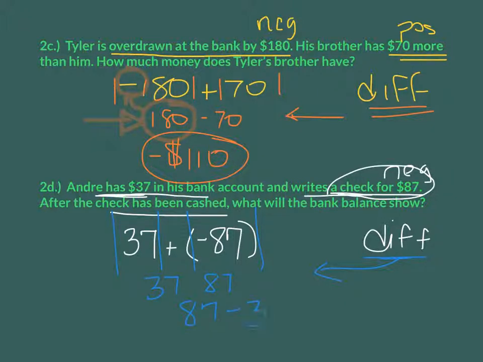87 minus 37. Well, 87 and 37 have the same final digit, that's 7. So that means I can just know that it would be increasing or decreasing by 10. So 80 minus 30 would be 50. Again, 7 minus 7 indicates that we're going by tens. So it's 50. The only other thing I need to know is what the sign is. Again, that sign is of the larger absolute value, which in this case is negative. So my final answer is negative $50.